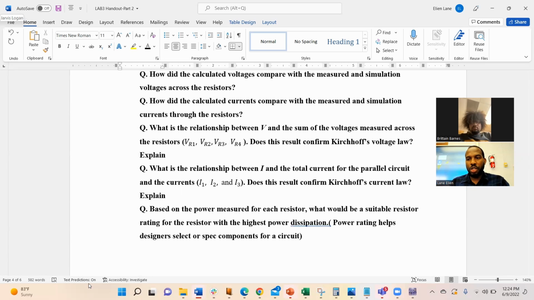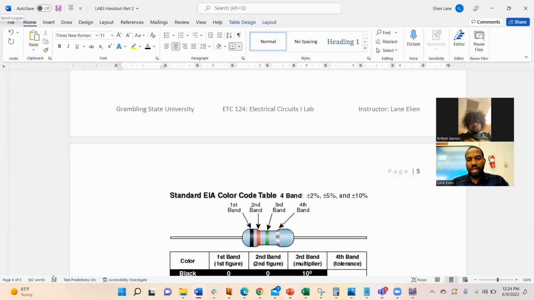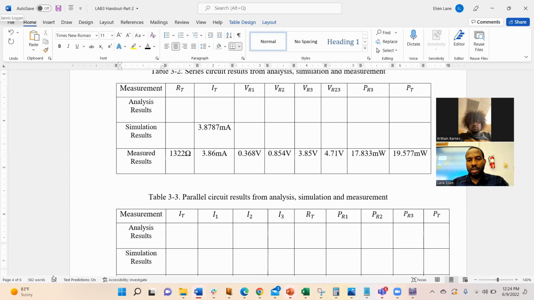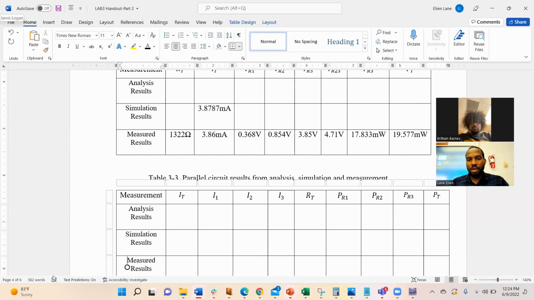So I'm going to share my screen with you. We're going to do it again very quickly. Again, the steps: total series resistance, then the total voltage drops, and then the current. Of course, we're going to put our results in the table right here. We already started, so I'm going to remove this.